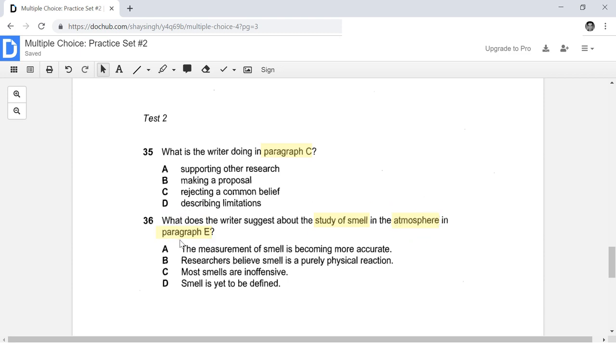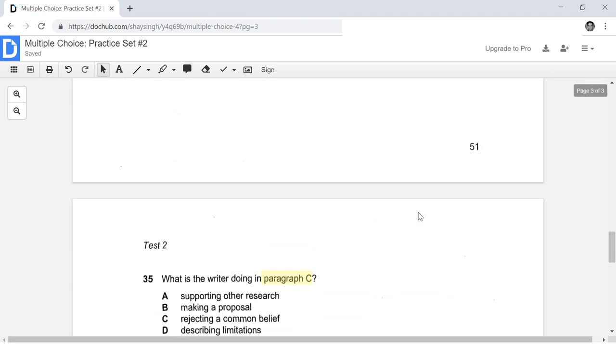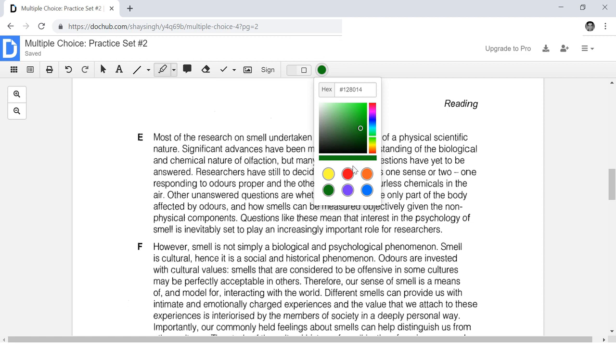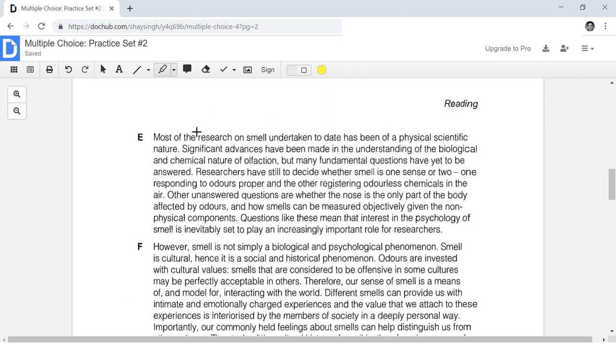So let's go to paragraph E first and let's look for these keywords: study of smell and atmosphere. Here we are. Okay, we're looking for study of smell. So research is a synonym for study. Research on smell. Okay, here it mentions something about researchers. Talks about smells. Okay, and then more smell.